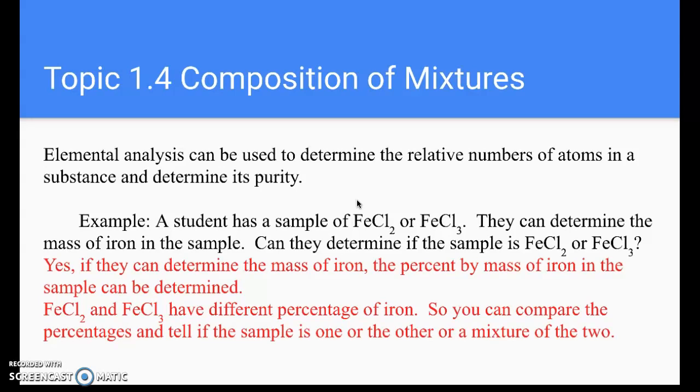So in red here, this is what I would put down for the answer. Yes, if they can determine the mass of iron, the percent by mass of iron in the sample can be determined. FeCl2 and FeCl3 have different percentages of iron, so you can compare the percentages and tell if the sample is one or the other or a mixture of the two.